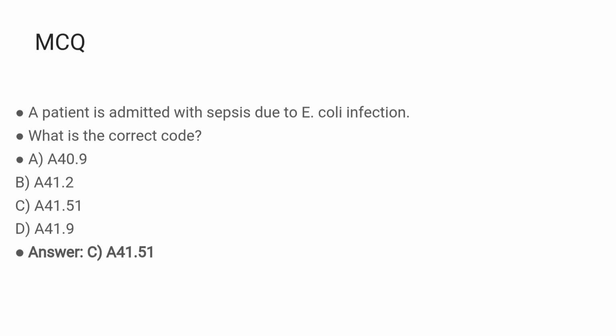In this question, the organism causing sepsis is E. coli. So we should assign the organism-specific sepsis code. A41.51 represents sepsis due to E. coli. A40.9 is for streptococcal sepsis. A41.2 is for staphylococcal sepsis. A41.9 is unspecified organism sepsis. So the correct answer is C, A41.51.